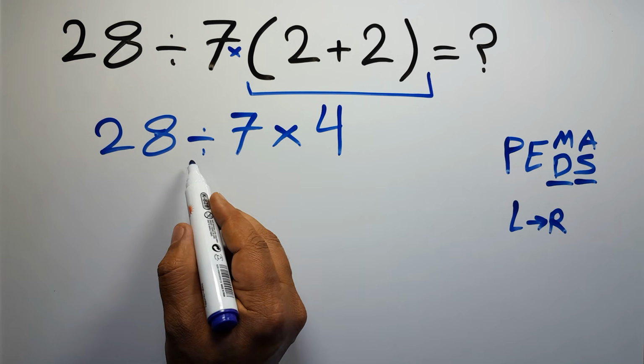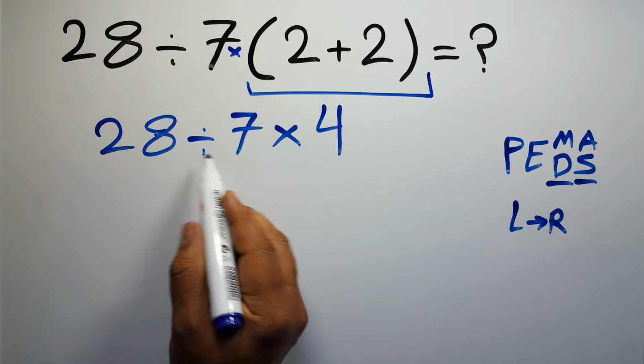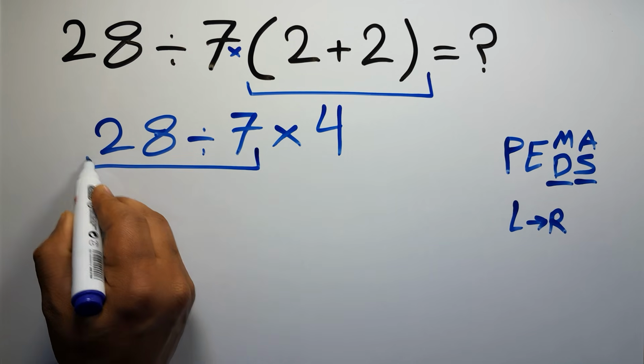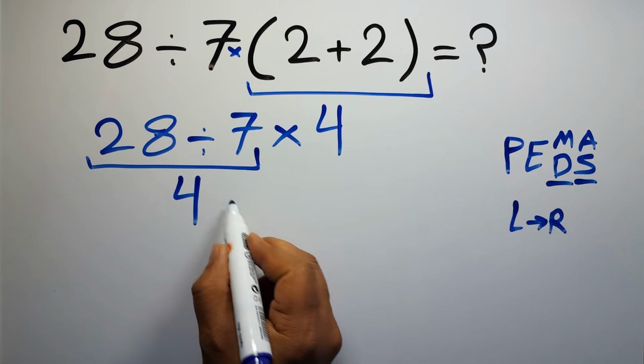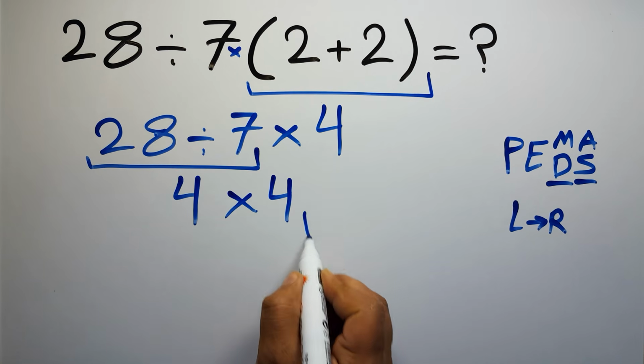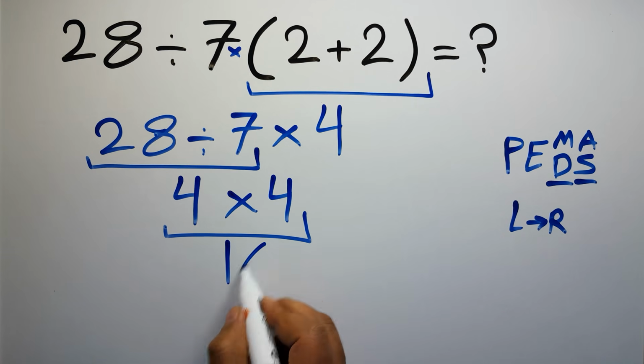So here, first we have to do this division. 28 divided by 7 gives us 4. So we have 4 times 4, which equals 16. And this is our final answer to this problem.